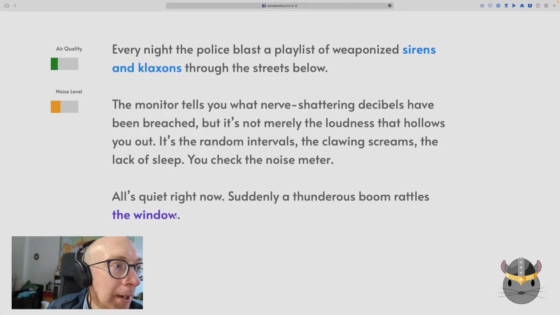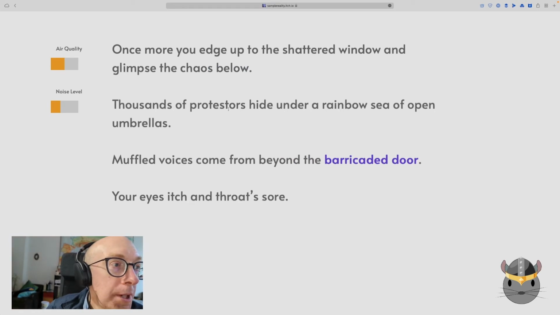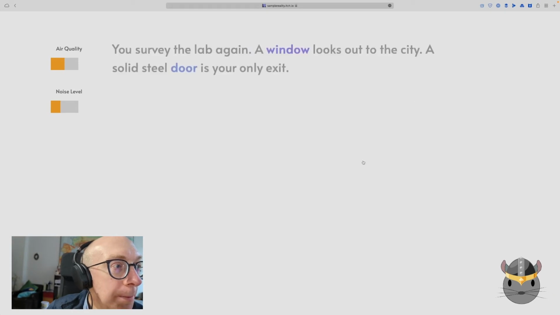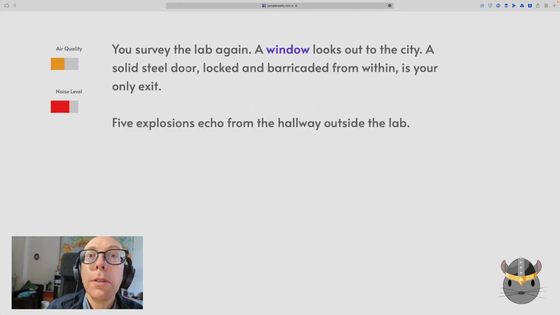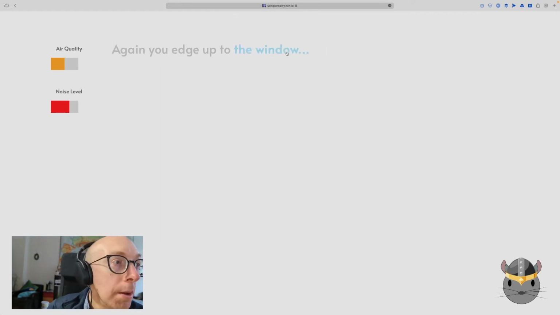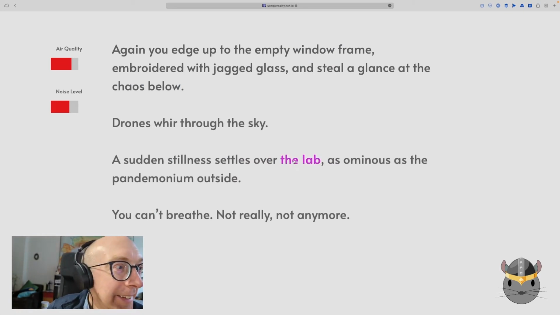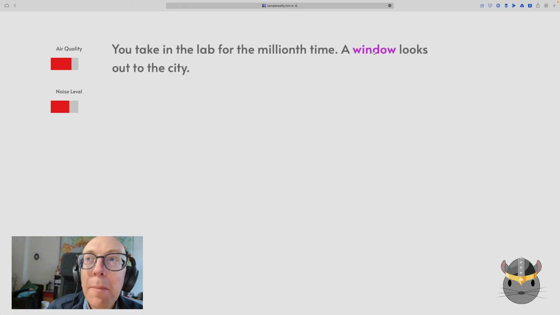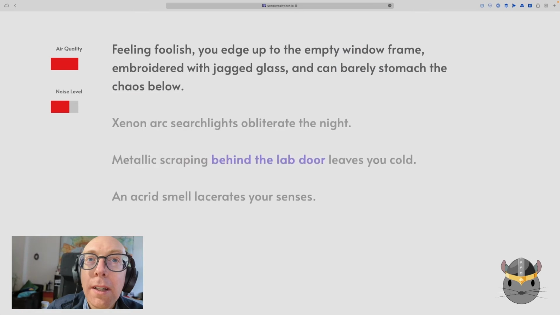Suddenly, a thunderous boom rattles the window. You edge up to the window, glimpse the chaos below. Thousands of protesters hide under a rainbow sea of open umbrellas. There are muffled voices beyond the door. Explosions, explosions, explosions. The door. Five explosions. We can't get through the door. We have to go to the window. We edge up to the window. Look at the chaos below. Sudden stillness in the lab. How do we get back to our package? Feeling foolish, you head up to the window. Chaos below.